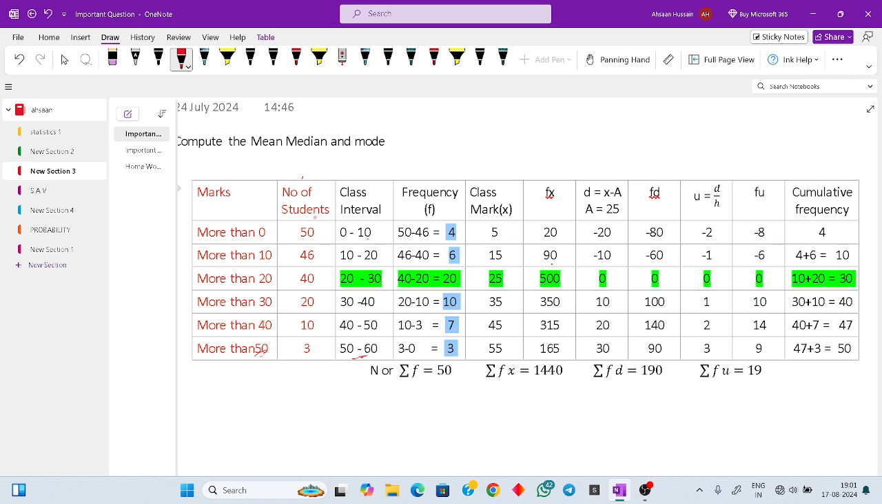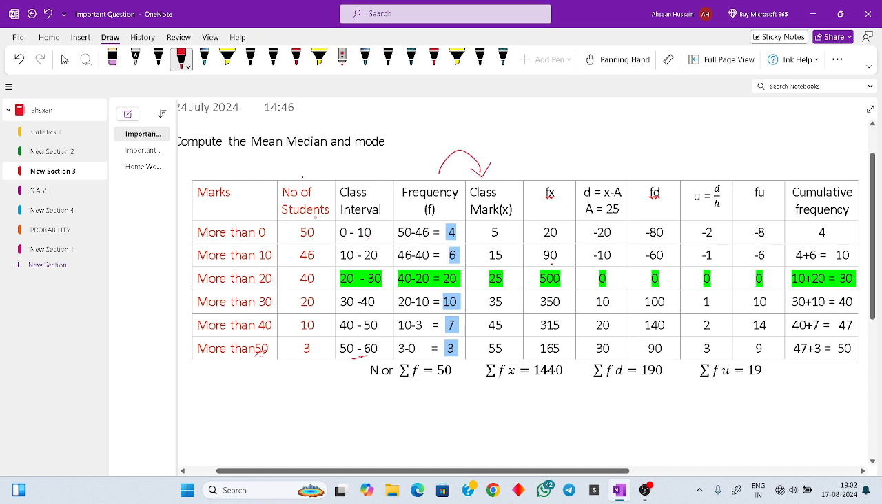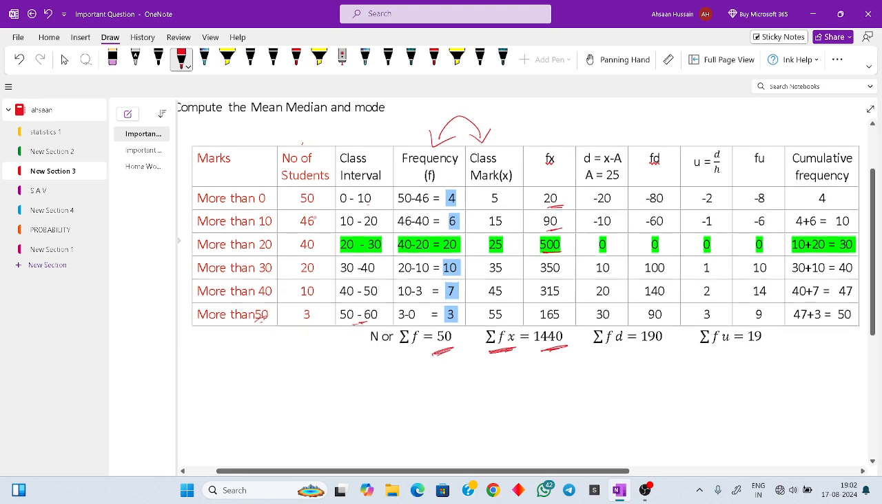Now let's find the class mark or the mid value. What is the mid value of 0 to 10? The mid value of 0 to 10 is 5. Similarly, the mid value of 10 to 20 is 15. Just add 10 with each class mark: 5 plus 10 is 15, plus 10 is 25, plus 10 is 35, plus 10 is 45, 45 plus 10 is 55. Now find fx. So 4 multiplied by 5 is 20, 6 multiplied by 15 is 90, 20 multiplied by 25 is 500. Similarly, we'll get these values also. So summation fx will come as 1440 and summation f is 50.